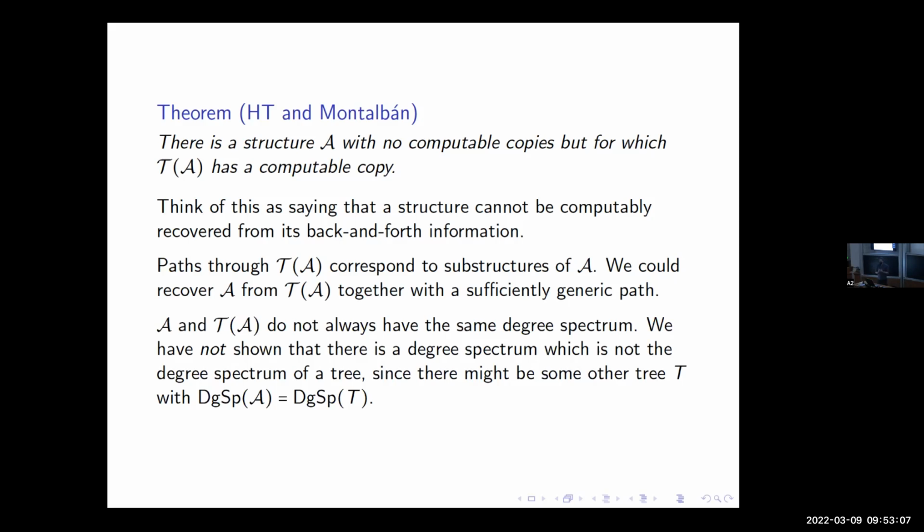So we haven't shown that there's a degree spectrum. We've shown that this particular way doesn't work. We haven't shown that there's a degree spectrum which is not the degree spectrum of a tree. Because it could be that there's some other tree that didn't come from this back and forth tree that has the same degree spectrum. But in some sense, the back and forth tree is the really natural one to try. And so it's really hard to imagine that there's some other tree out there that can do better than it.